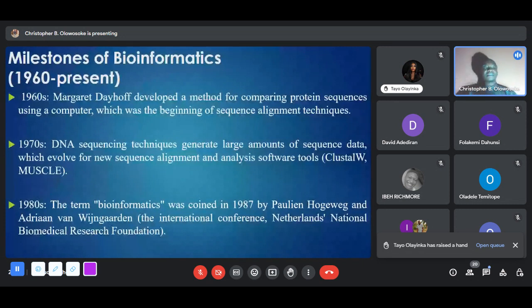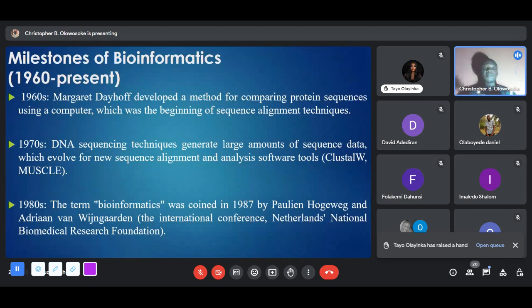By the time it is the year 1970, DNA sequencing technology begins to unfold. And then one of the technologies, the first generation technology of sequencing that came up, was Sanger sequencing. I hope we all know what Sanger sequencing is.